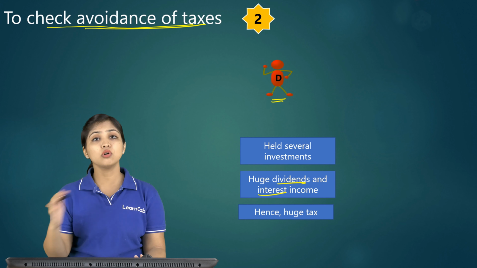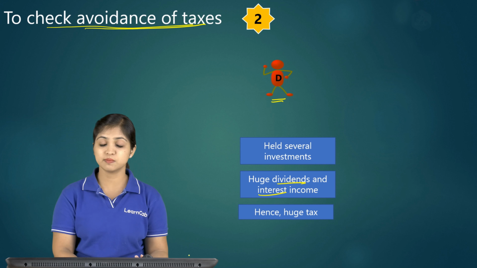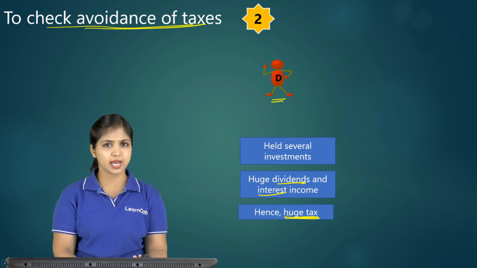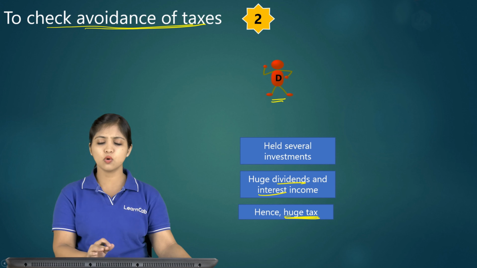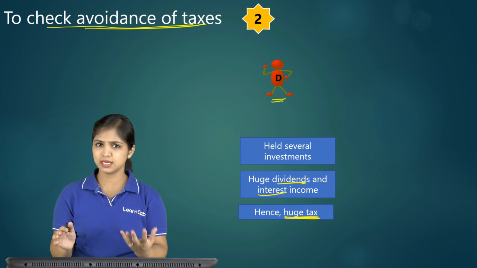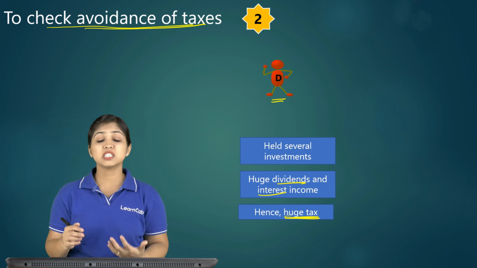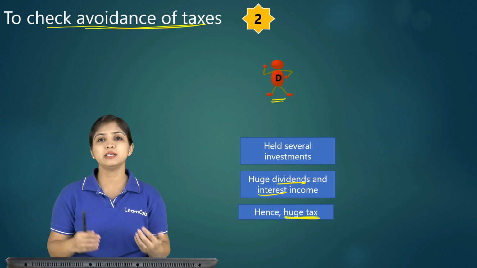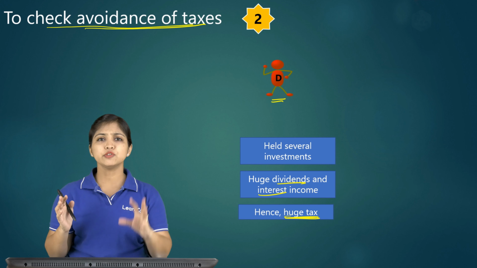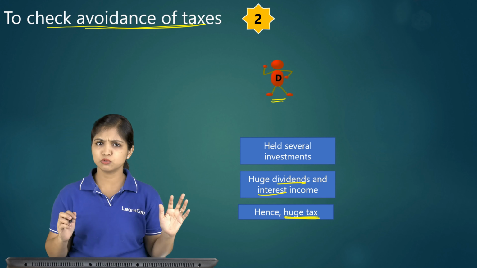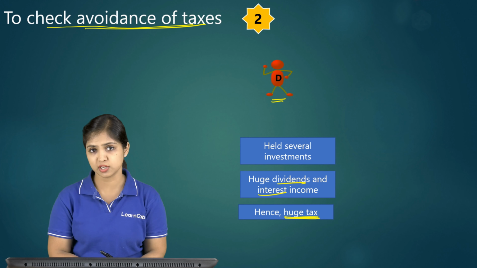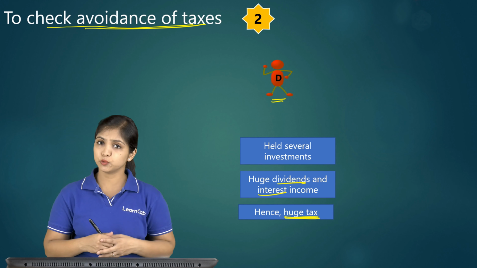This income was so huge that he was getting from these investments that he had to pay huge tax. So he had no other income, no other asset. He had only investments in his hand, and these investments were fetching him a lot of dividend and a lot of interest income. Because of this huge income, he was having to pay a huge tax, and he did not like paying so much tax. So he was thinking, what do I do?